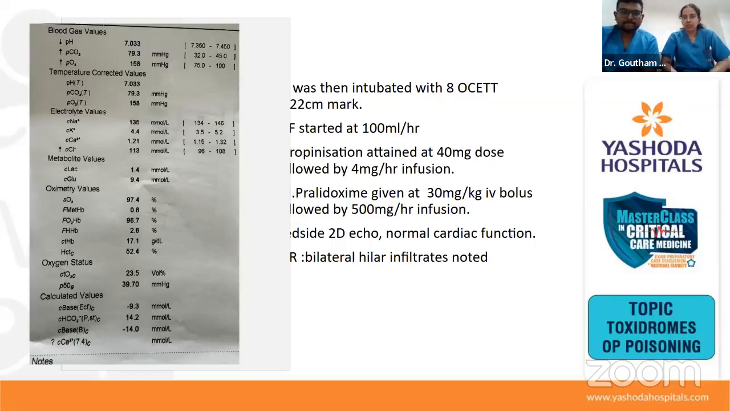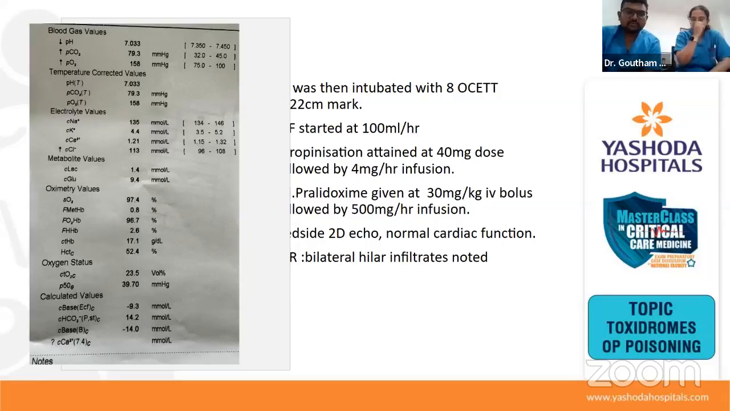Bedside 2D echo was normal. The cardiac function and ejection fraction were good. In the ABG, there is a severe acidosis. This ABG is prior to intubation. There is a respiratory acidosis with retention of PCO2, and there is a history of vomiting and diarrhea also, so there is hypovolemia also. So a mixed metabolic and respiratory acidosis pattern is seen in the ABG.